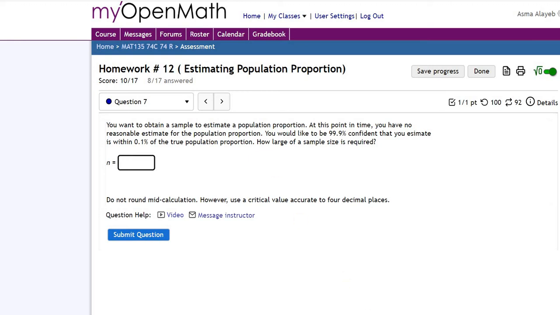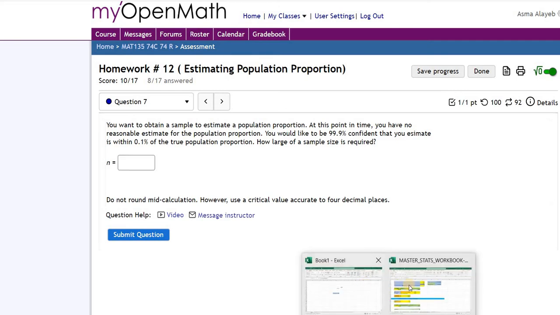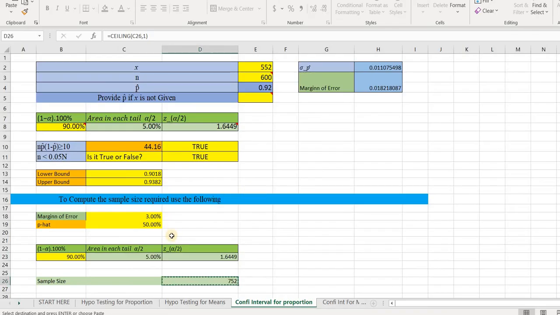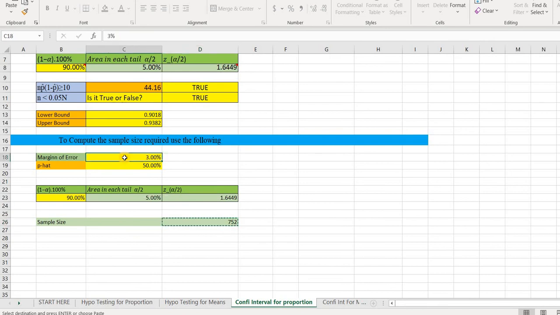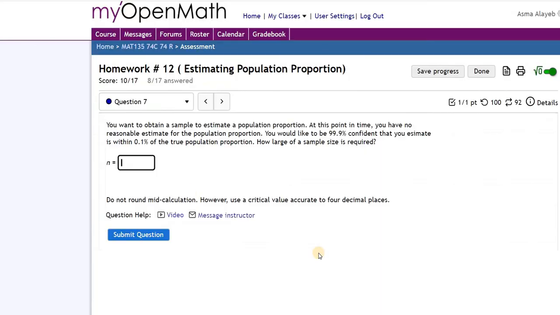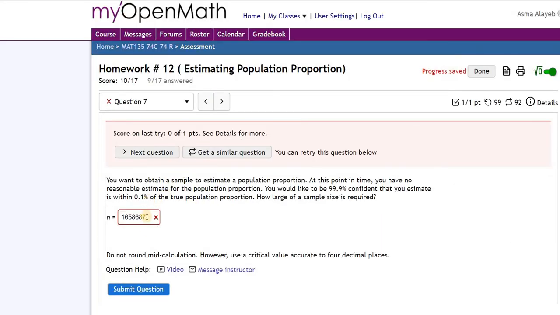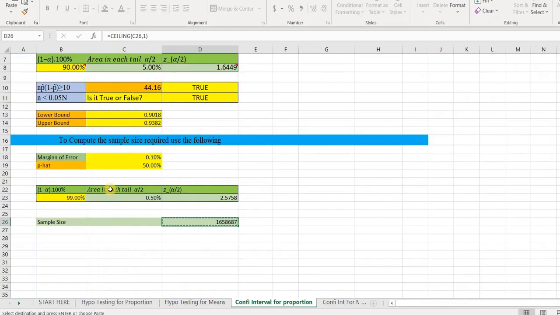Now I'm going to go again here to Excel, and I will use the bottom part of the sheet. The margin of error is 0.1. The P hat is 50%, I'm not going to change it. The level of confidence is 99%. Now the level of confidence is big, so sometimes I will get an error here for some reason. So let me see if this is going to work. Okay, that's what I expected. Oh, 99.9%, my bad. Let me fix it, 99.9%. And that is the number.